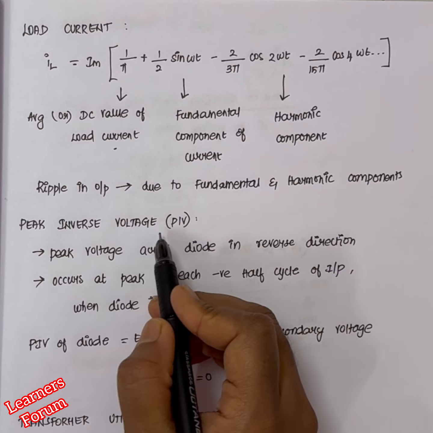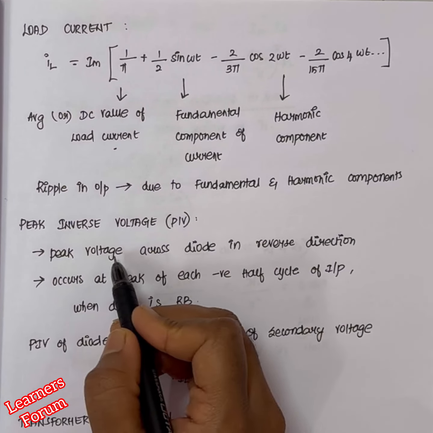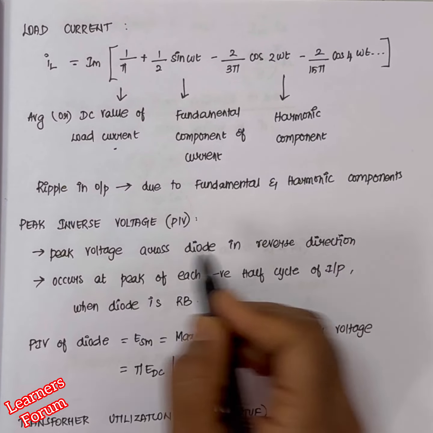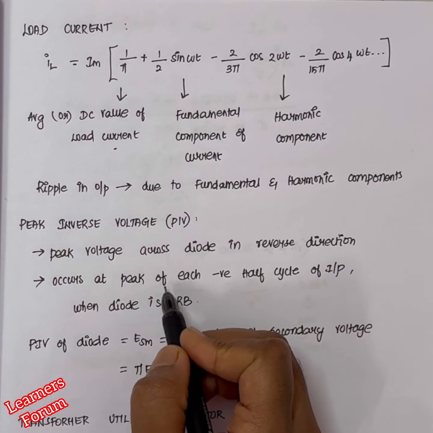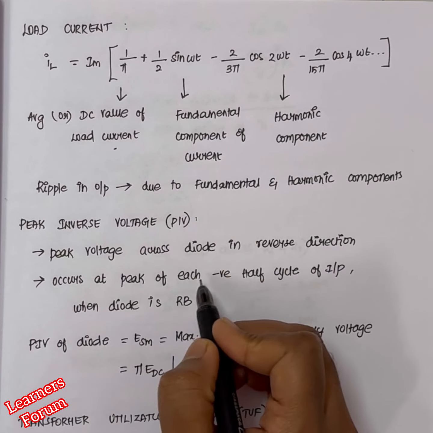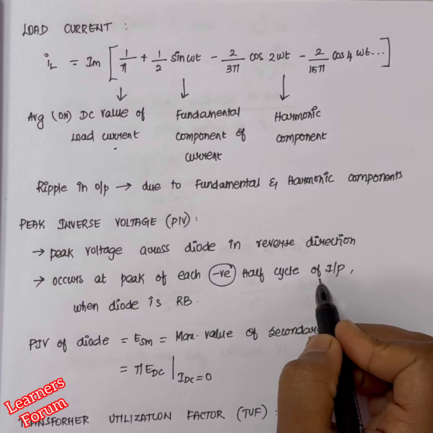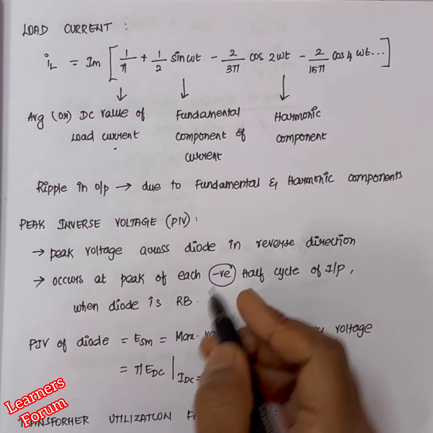Next is peak inverse voltage, PIV. So the peak voltage across the diode in the reverse condition is nothing but this peak inverse voltage. So it occurs at the peak of each negative half cycle of input when the diode is reverse biased.